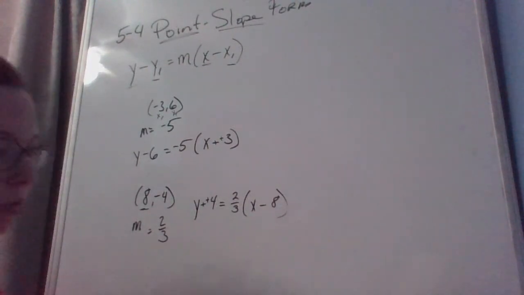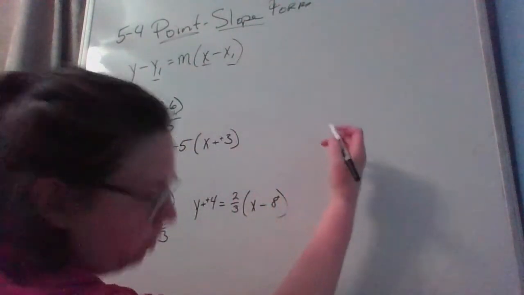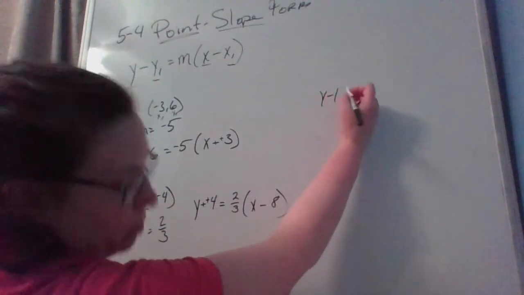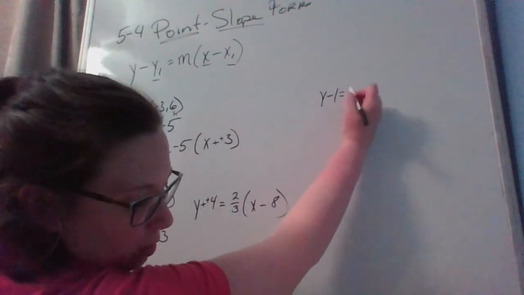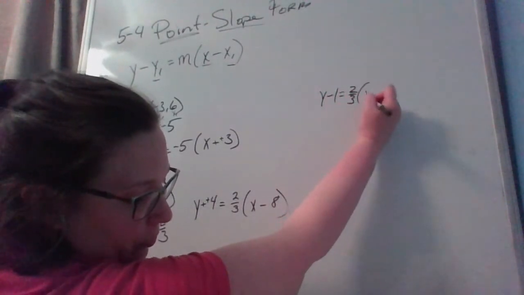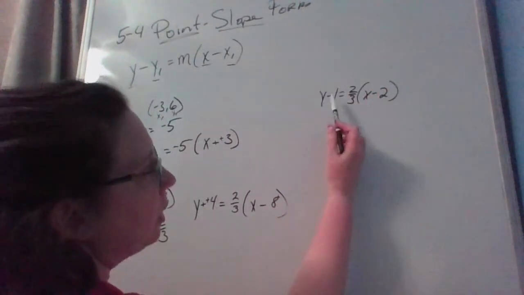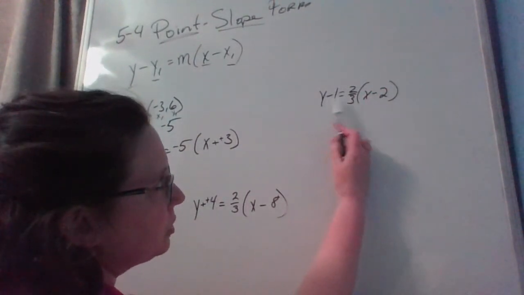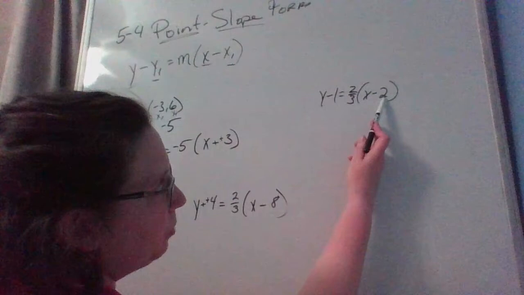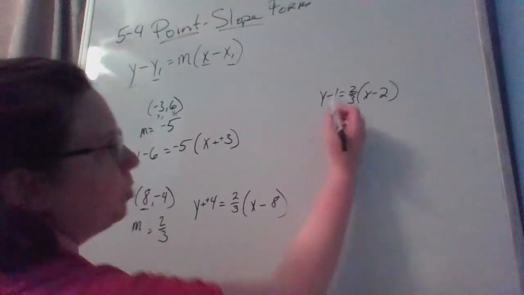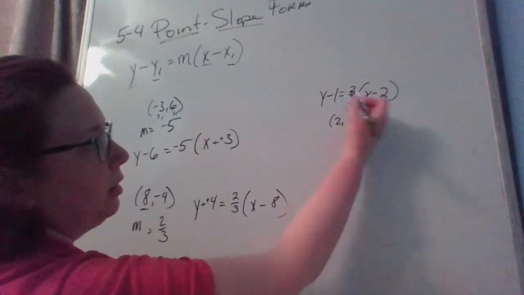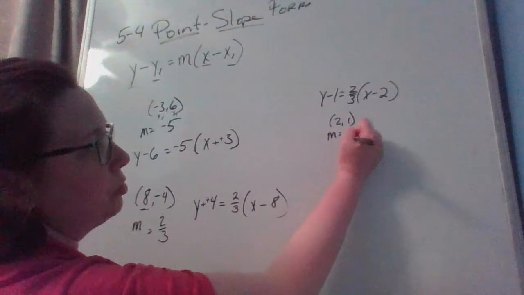In problem 2, we are given an equation. So y minus 1 equals 2/3 times x minus 2. Again, remember that in the equation, these are subtraction signs. So we know that our point we're working with is 2, 1. And we know that our slope equals 2/3.